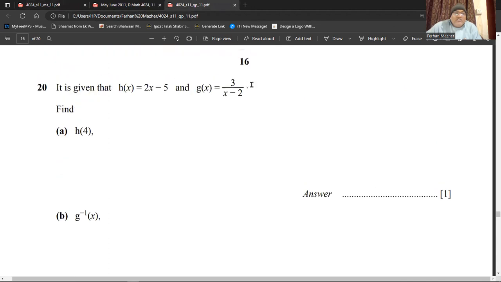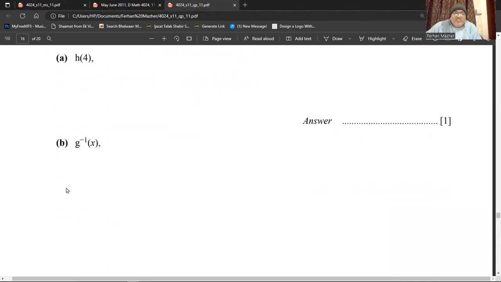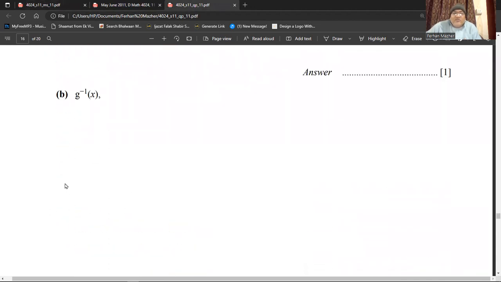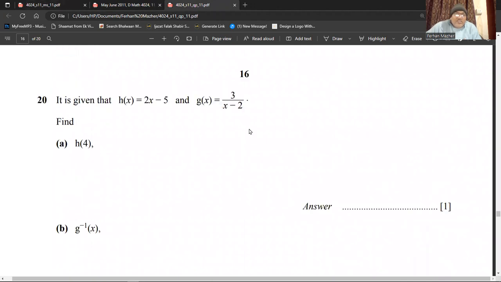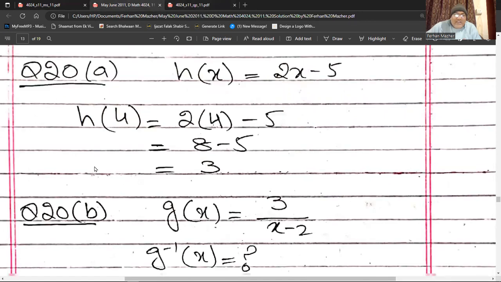Then they want, g(x) is given. They want the g inverse of x, and it is of 2 marks. So for g inverse of x, I will suppose that g(x) is equal to y.